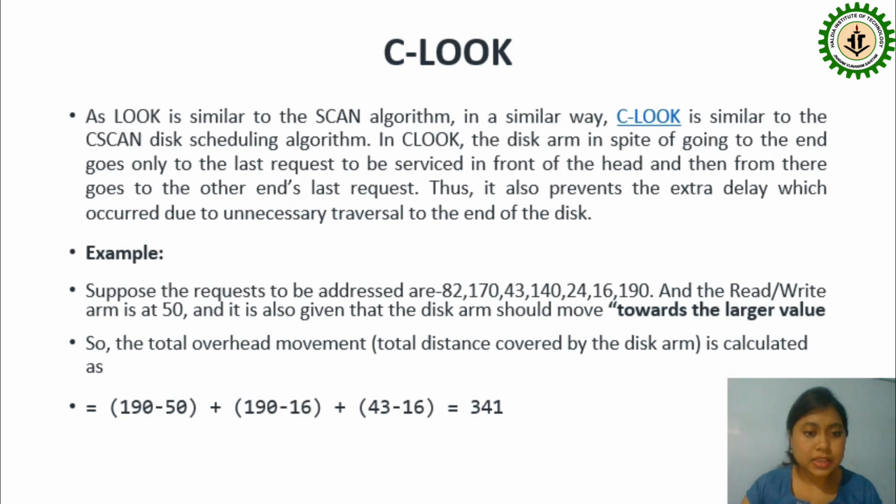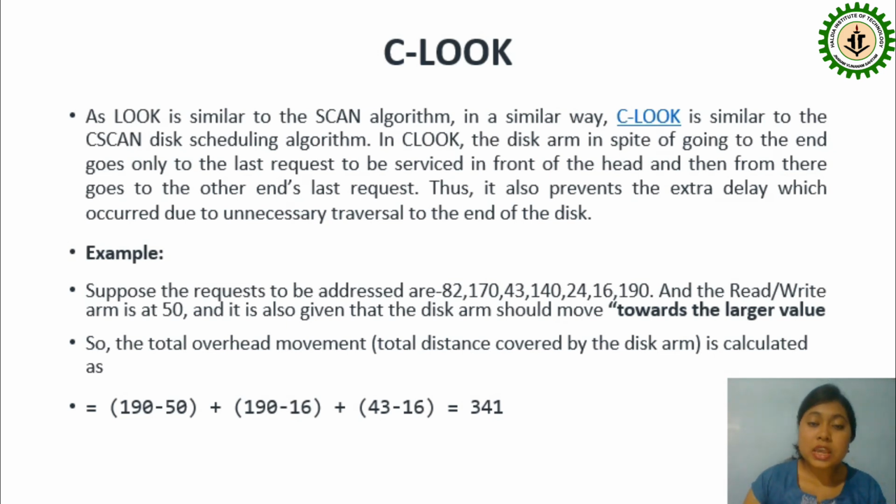Here we are taking the same example. These are our requests: 82, 170, 43, 140, 24, 16, and 190. And the read-write arm's current position is 50. It is also given that the disk arm should move towards the larger value. So the total overhead movement, the total disk distance covered by the disk arm, will be as follows. Our current position is 50, and we are going towards the larger value. Our highest request is 190. So from current position 50, we go to the last request, that is 190.